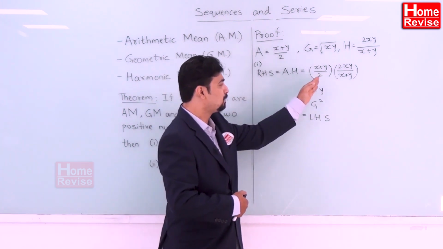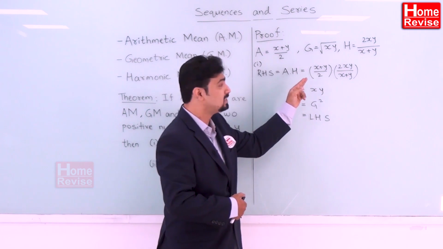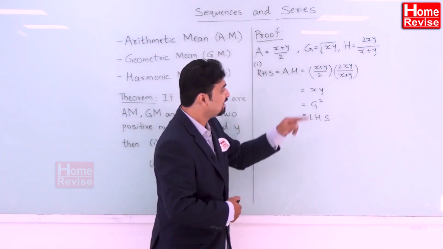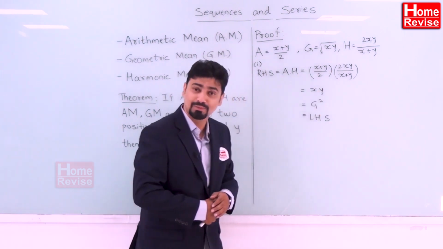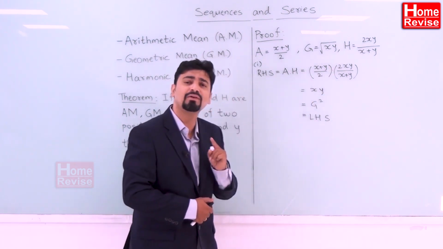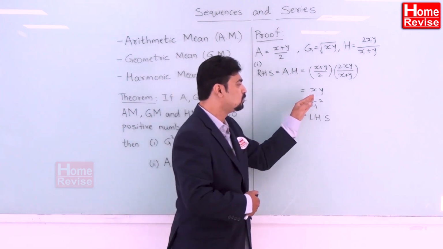So I have taken a as x plus y upon 2, into h, which is nothing but 2xy upon x plus y. Obviously we can see that x plus y and x plus y will get cancelled. 2 and 2 will get cancelled. What remains is x into y.